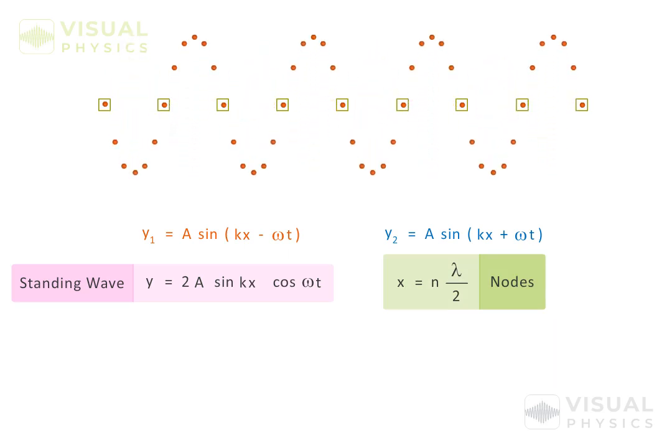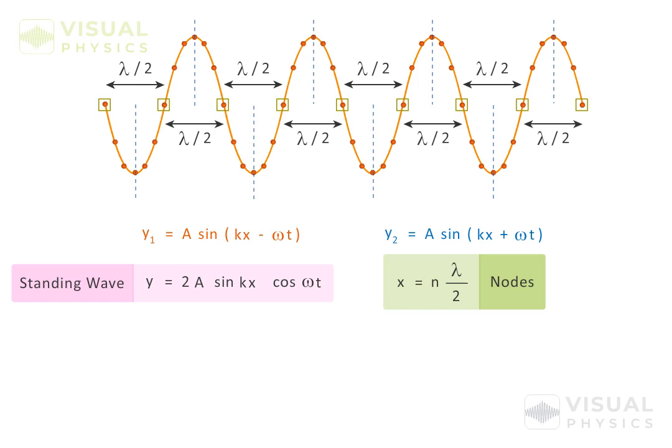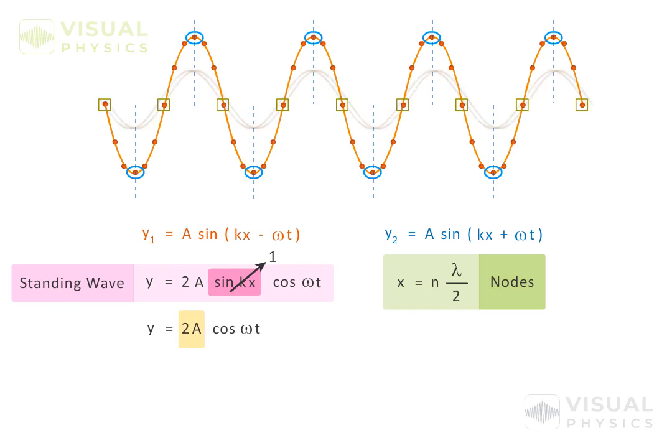Note that the nodes are separated by half wavelengths, and in the middle of two nodes is an antinode. That is, for positions where this term has the maximum value. Using the maximum value of sine function, we can say that the maximum amplitude of the particle at an antinode is equal to double the amplitude of the constituent waves.